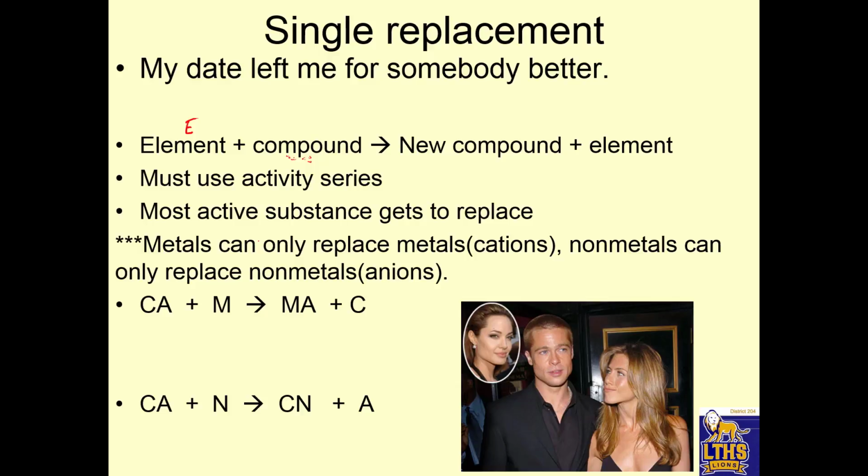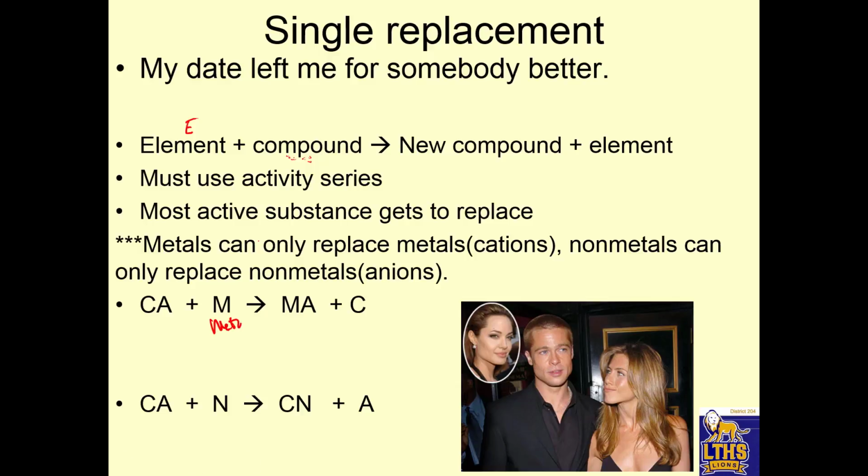Okay, so you have to use an activity series for this. The most active substance gets to replace. So in this, an active metal can only replace a metal in a compound. So metals can only replace the front part of the compound. Non-metals can only replace the back part of the compound.